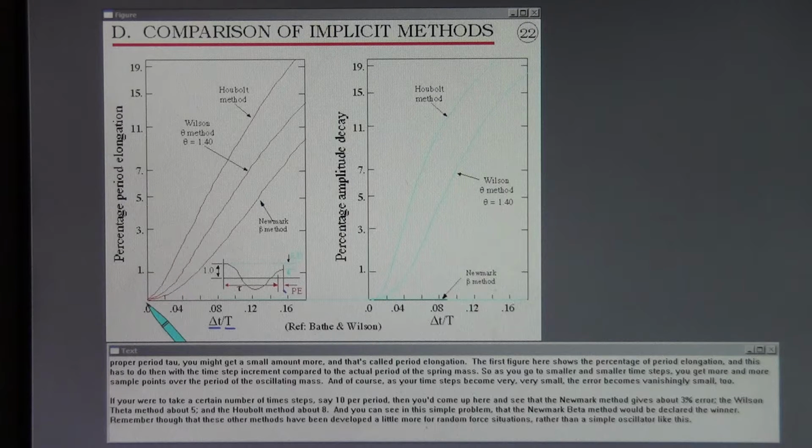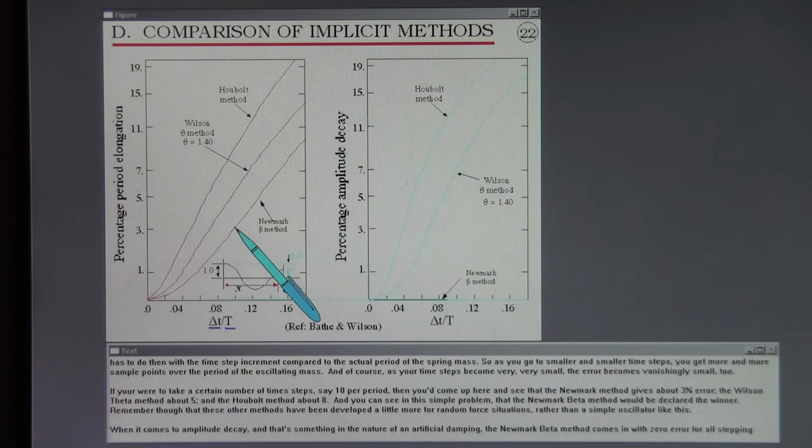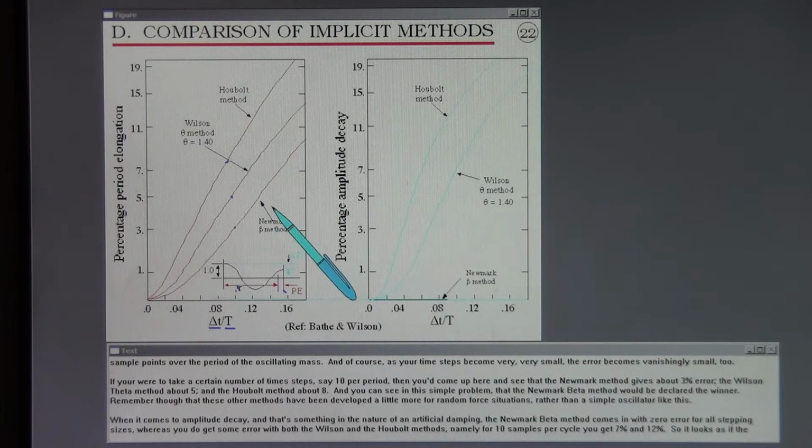If you were to take a certain number of time steps, say 10 per period, then you would come up here and see that the Newmark method gives about 3% error, the Wilson theta about 5, and the Houbolt method about 8. And you can see in this simple problem that the Newmark Beta method would be declared the winner. Remember, though, that these other methods have been developed a little bit more for random force situations rather than a simple oscillator like this.